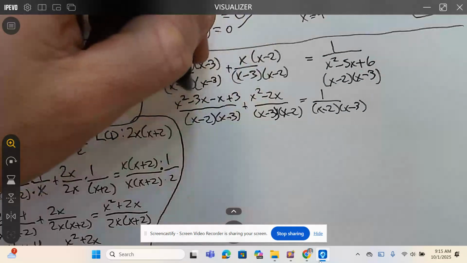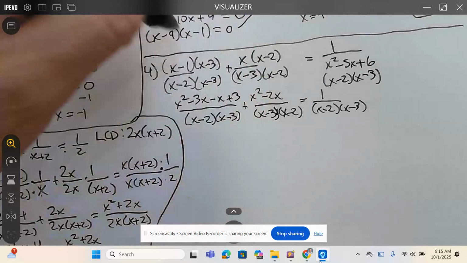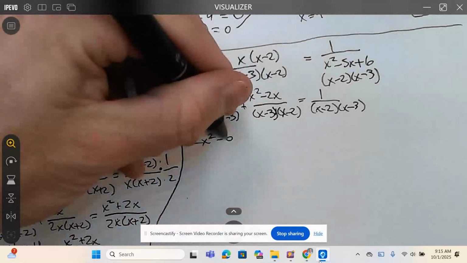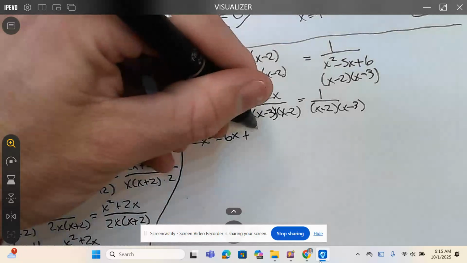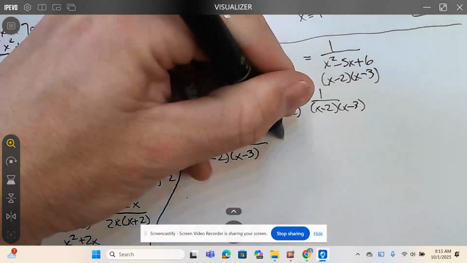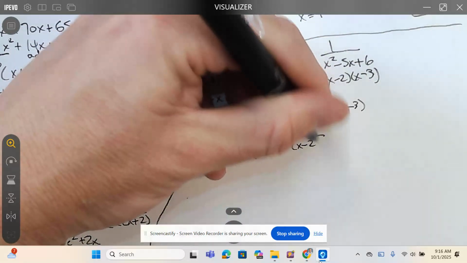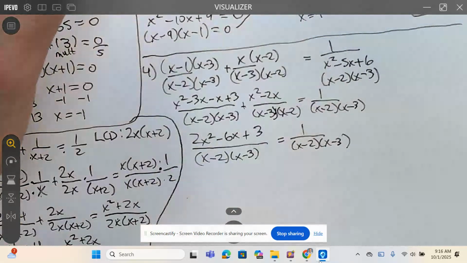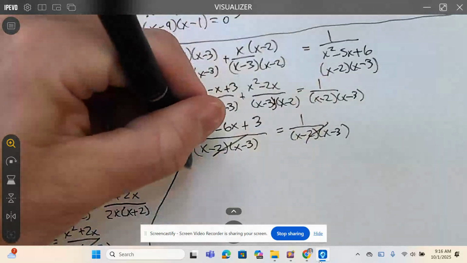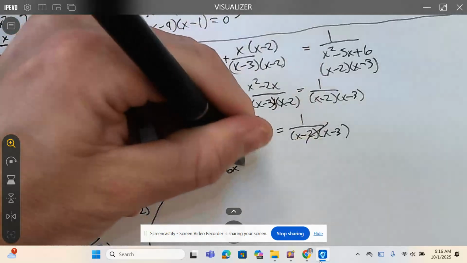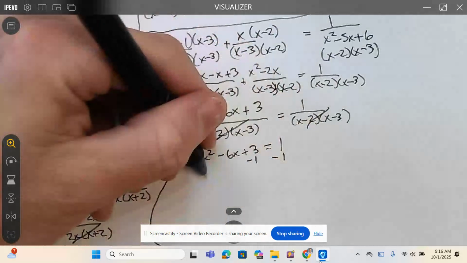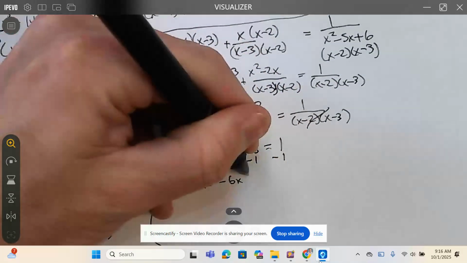So they're all common denominators. Oh, man. x squared plus x squared, that's 2x squared. Negative 4x minus 2x, negative 6x plus 3 equals 1. The bottoms cancel. So I'm left with 2x squared minus 6x plus 3 equals 1. Subtract 1. 2x squared minus 6x plus 2 equals 0.